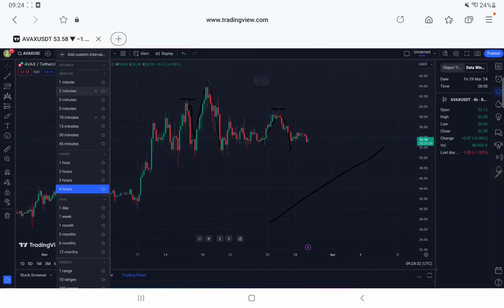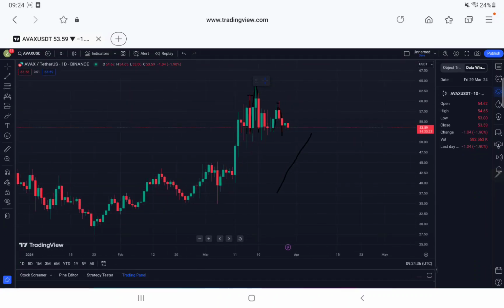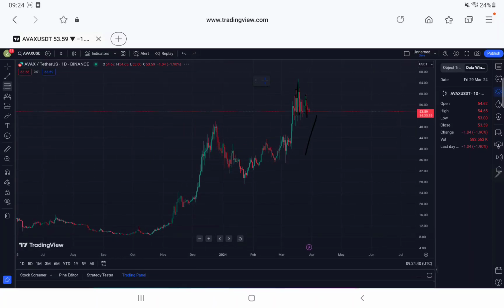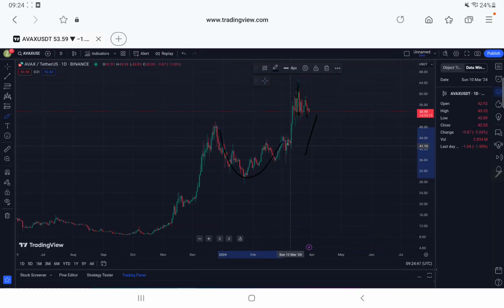If we go to the 1 day, again, not really much going on here. It's mainly just we're going to move like this, move down, move up. Could this be a flag? No, it's not a flag, because we've gone like that. That's not a flag pattern.